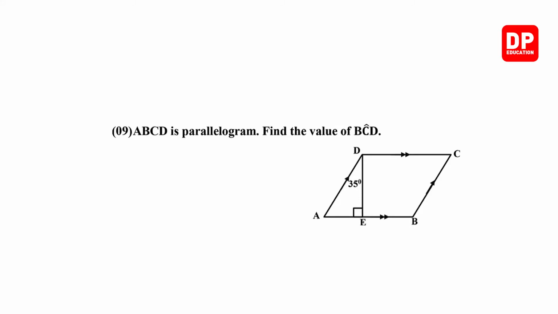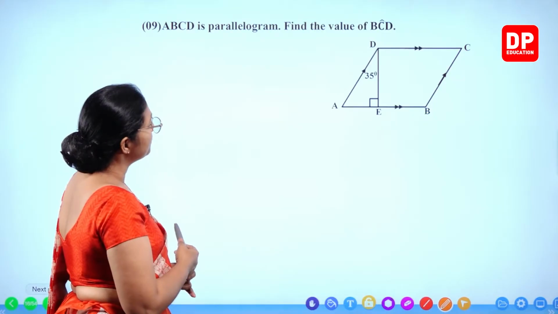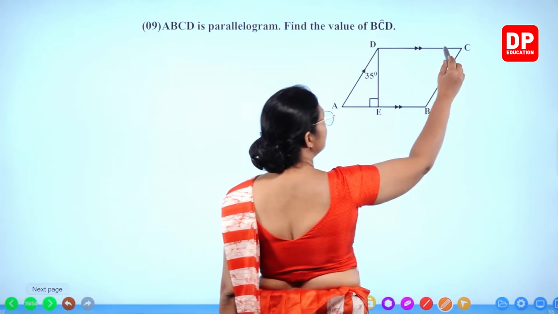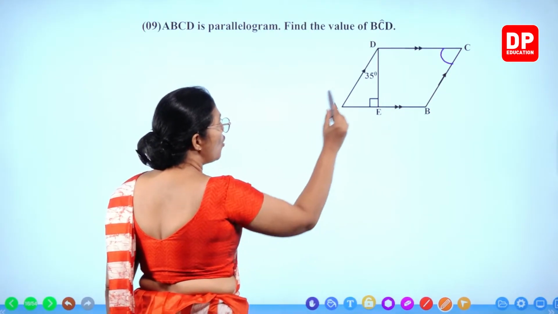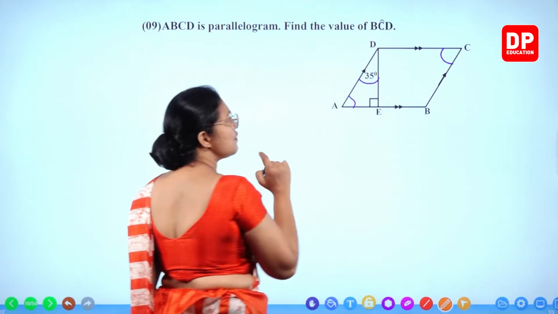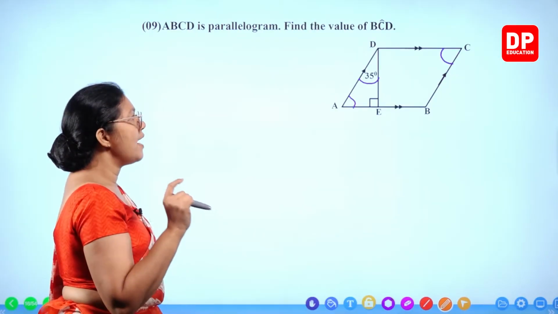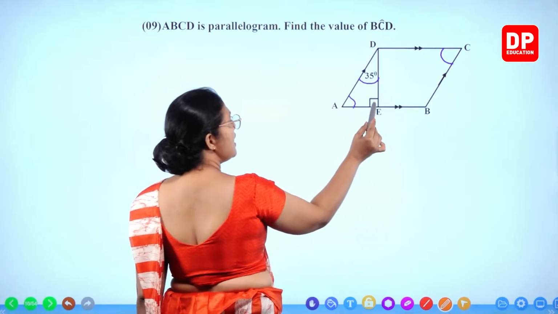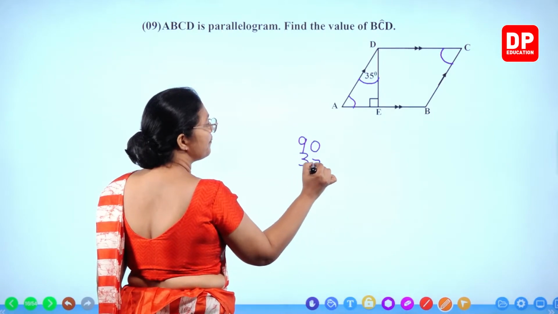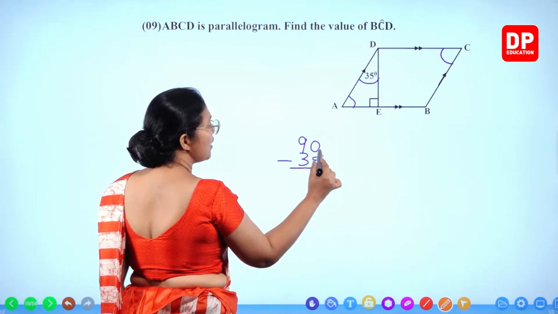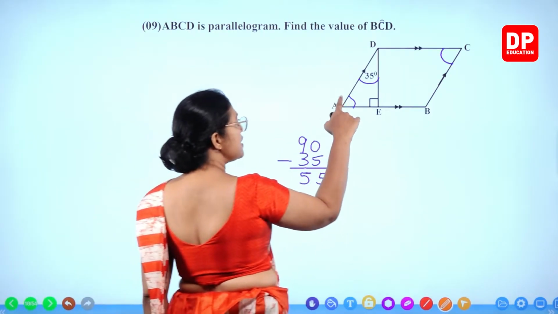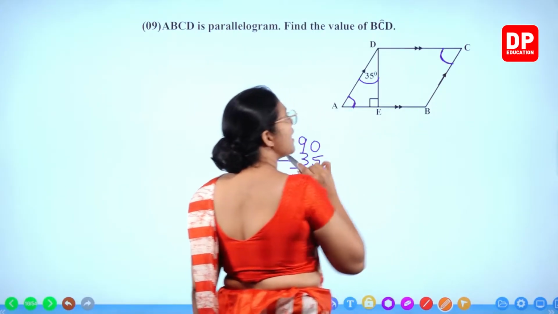Question number 9. ABCD is a parallelogram. Find the value of BCD. BCD is this angle. What can you say about this angle? Now look at ADE triangle, right angle triangle. This is 35. Sum of angles in a triangle is 180 degrees. So if this is 90 and this is 35, this angle becomes 90 minus 35. So when you subtract, what do you get? 55 degrees.